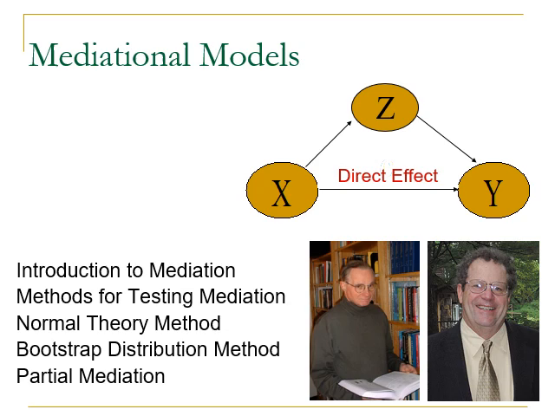By the way, I keep referring to Baron and Kenny and their landmark article in 1986. They are the ones that came up with what's often referred to as normal theory method, and here they are.